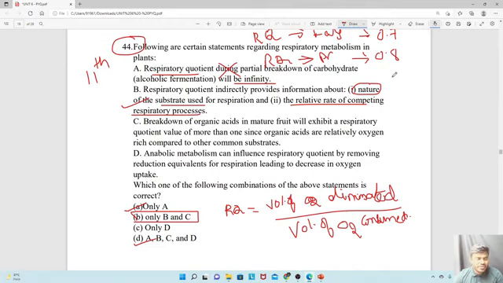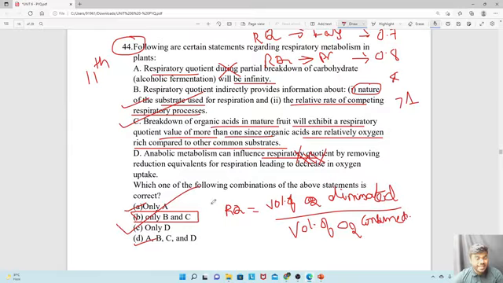Yes, it's more than 1 for the organic. That's absolutely right. Then breakdown of organic acid in mature fruit will exhibit a respiratory coefficient value more than 1, since organic acids are relatively oxygen rich. Statement C is right. Anabolic metabolism never influences the respiratory coefficient. It always decreases the respiratory coefficient. Hence option B is correct. Option C is also correct. Hence the right answer is B.